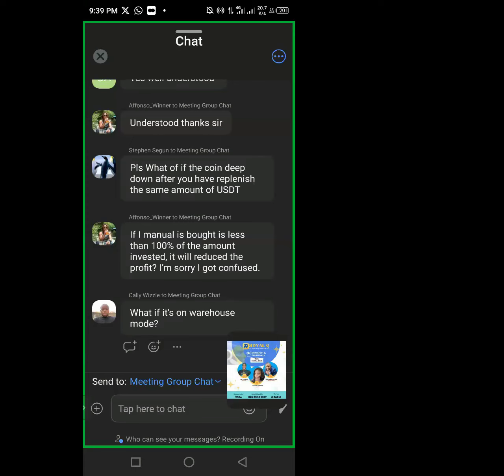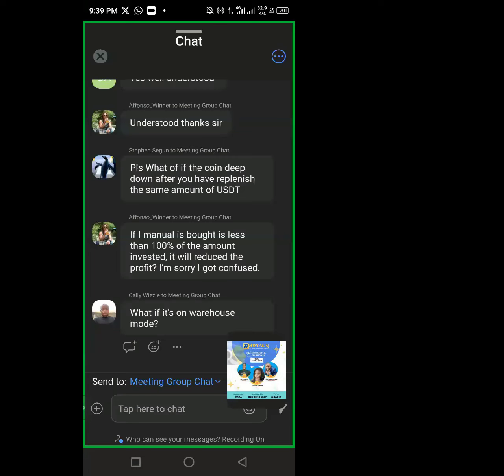Okay? So someone asks, if I do manual replenishment with less than 100% of the amount invested, will it reduce the profit? Sorry, I got confused. No, it will not reduce your profit. Even as long as you add new money to the trades in manual replenishment, your profit will increase. You understand? But if you don't use 100% of the total USDT in your trades to do manual replenishment, you will not achieve that 50% reduction in the return rates.